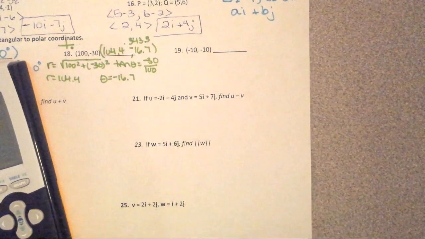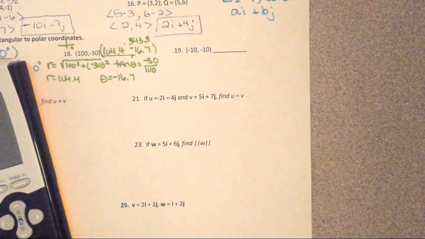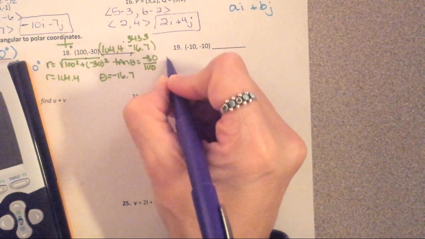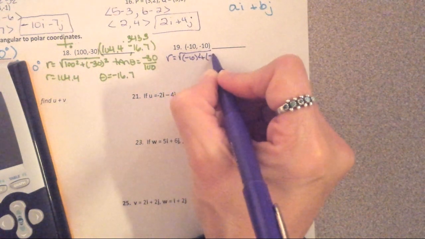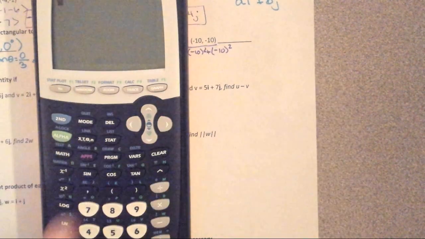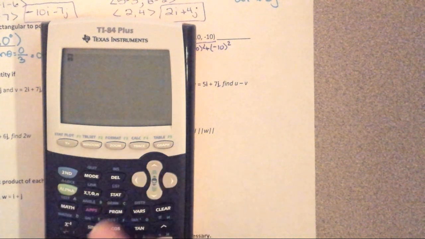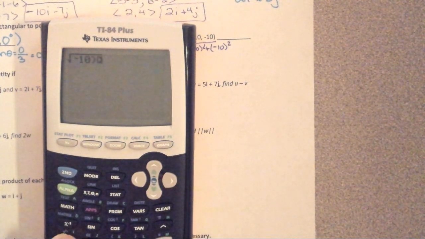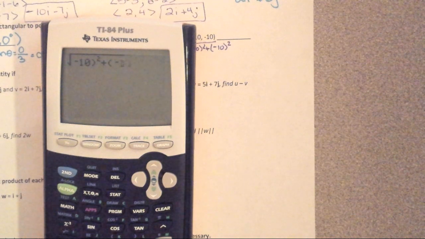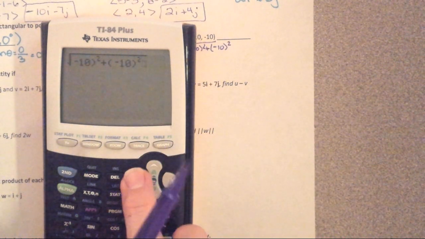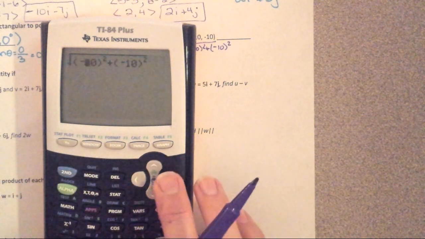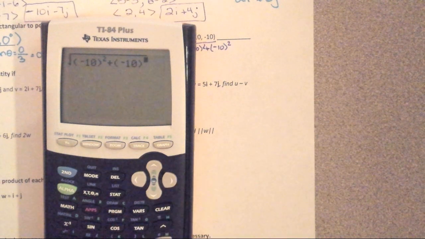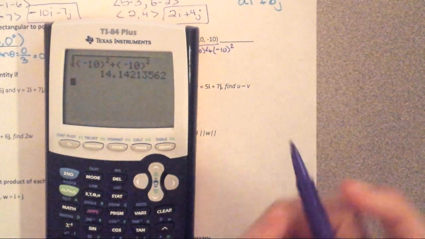All right, let's do one more. Why don't you pause the video and try 19, and then come back to see if your answers are right. Okay, so R is going to equal the square root of negative 10 squared plus negative 10 squared. Again, we just type that part in our calculator. Make sure that you have your negatives in parentheses and your squareds on the outside. When I do that, we find out that R is 14.14.